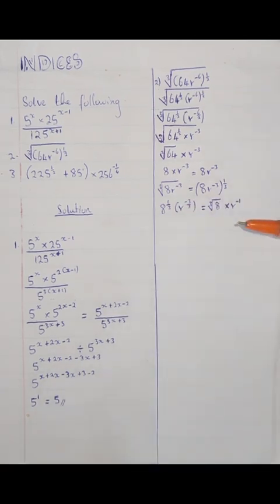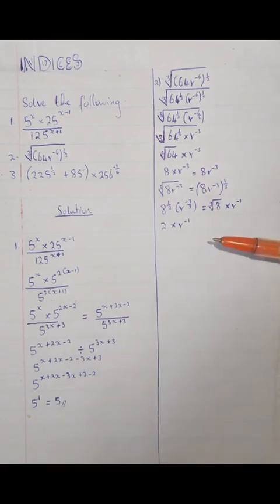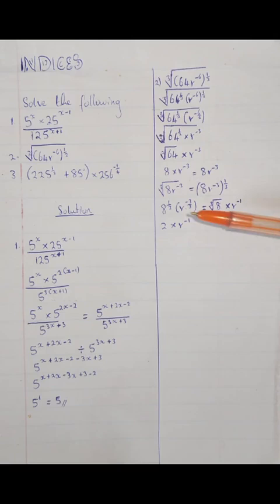Now since we have cube root of 8 times r to the power of minus 1, what is cube root of 8? It is 2, because 2 times 2 times 2 will give you 8. So cube root of 8 is 2, and r to the power of minus 1. So 2 times r raised to the power of minus 1.